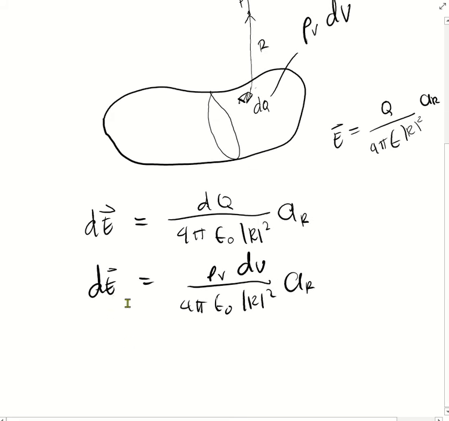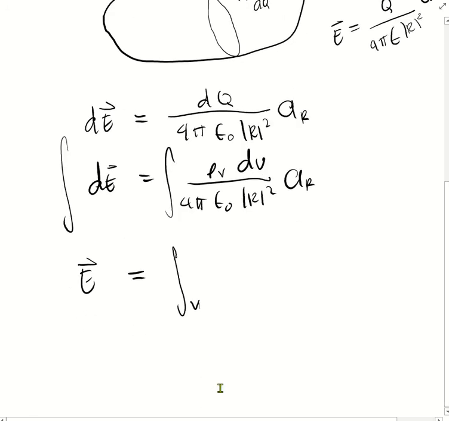What's next? We add them all. How do we add them all? We take the integral at both sides. So our net electric field intensity will be equal to E times the integral of this. I'll put V here, meaning it's a volume integral, so it can be a triple integration. Rho V, with the direction AR, over 4 pi epsilon naught R squared. Then you multiply it with dV.